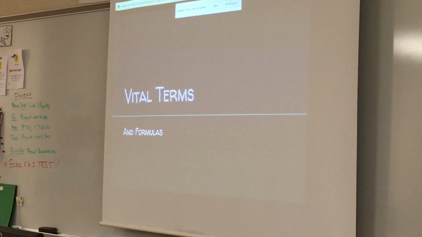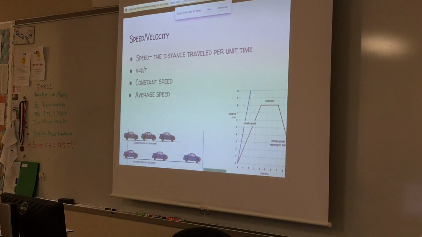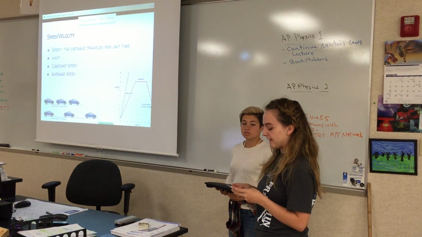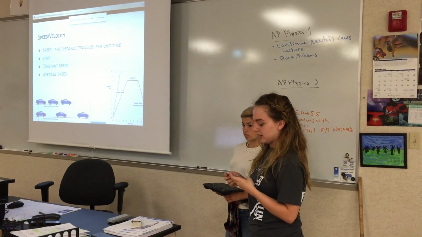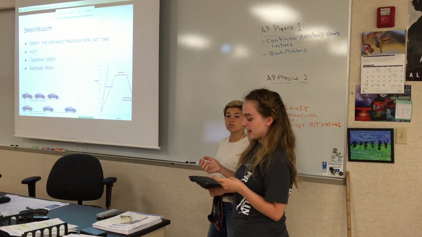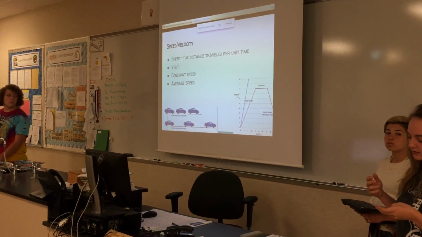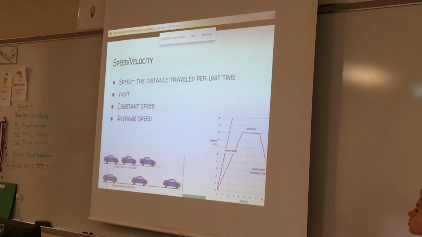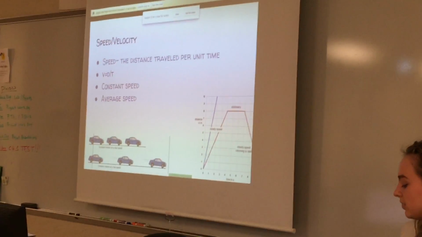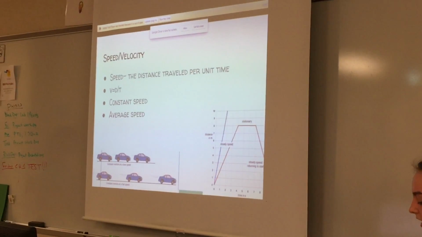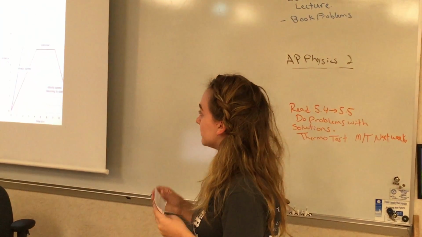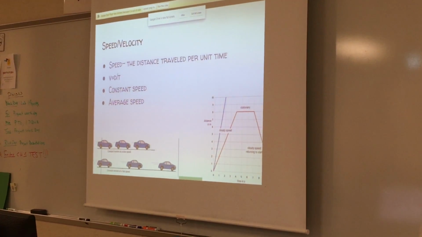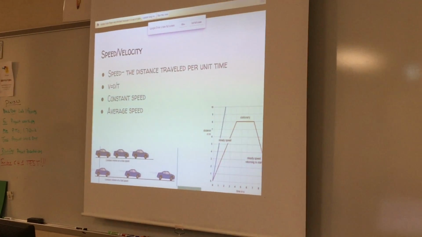Okay, and then we have terms that are really important that we mentioned throughout the slides. Speed and velocity. Speed is just how fast you're going, and constant speed is speed that doesn't change, and then average speed is like stopping and going at different times. And to find the velocity, you do the change in distance over the change in time. The faster you go, the more potentially dangerous it is, especially if you're going over the speed limit.